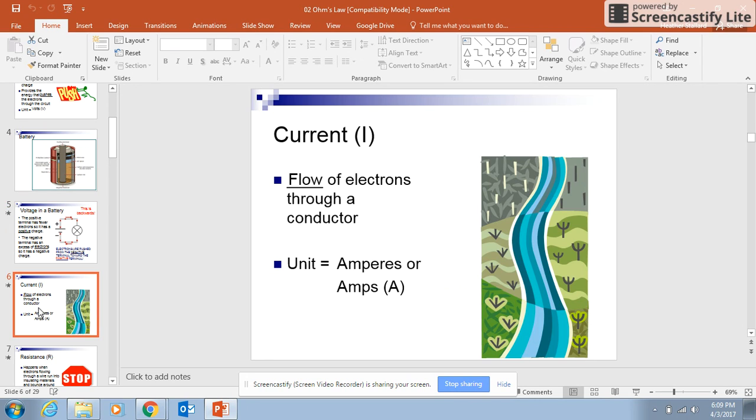All right, the second variable in Ohm's Law is current. And current is kind of weird, but it's symbolized by the letter I. And current is the actual flow of the electrons through the conductor. So you've got the voltage, which pushes those electrons out there.